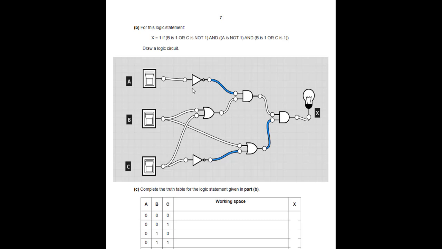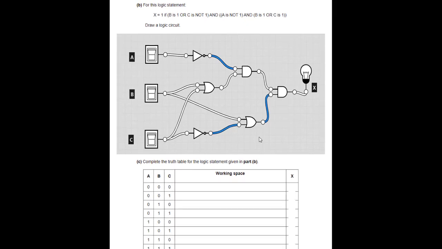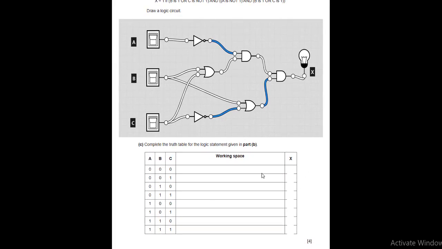So let's go through this in sections. So we've got A is not 1, which is here, and B is 1 or C is 1. So that's coming there. So this represents this part of the circuit. Now we have B is 1 or C is not 1, and then that goes into that final AND. And to speed this process up, you just go through the same process we did on the last slide, and we write the correct answers, completing this truth table.